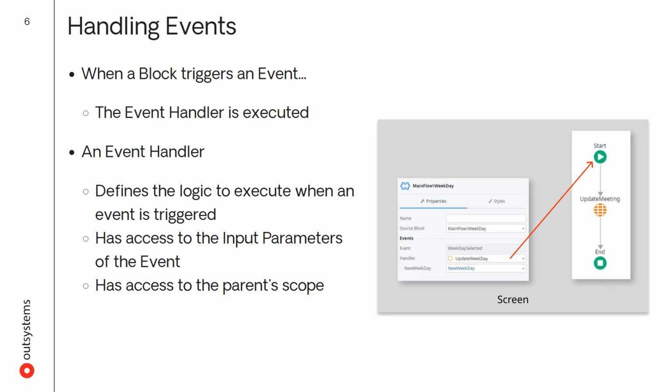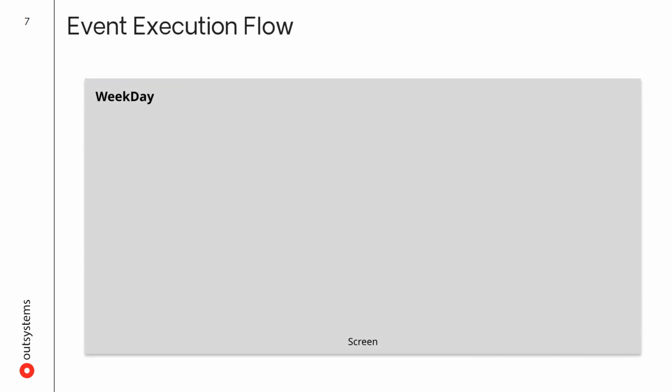After triggering an event, the parent will have to handle it, if the event is mandatory. The event handler is basically a screen action defined at the parent level. This screen action defines the logic to be executed when the event is triggered, and has access to the values passed as input to the event. Besides those, since the screen action is defined at the parent level, it also has access to the scope of the parent. Let's now see all this in action.